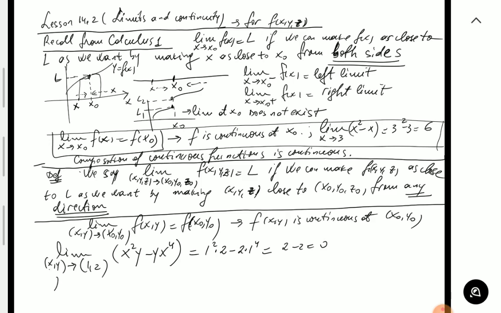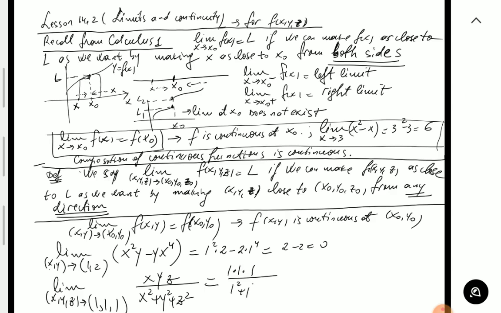Here's another example for a function of three variables. Let's say I take (x, y, z) to approach the point (1, 1, 1), for the function xyz divided by x squared plus y squared plus z squared. Just plug in 1, 1, 1 for x, y, and z. Again, nothing really fancy. The limit is going to be 1 over 3.